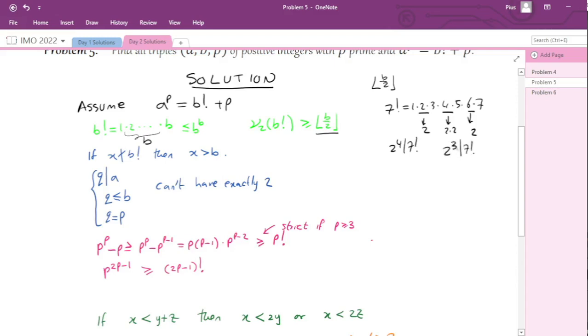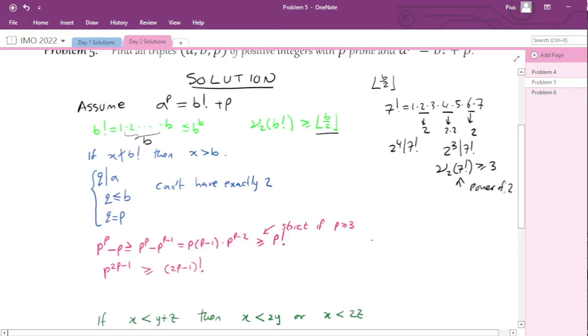So a way of representing this is by saying that the 2-adic valuation of 7 factorial has to be at least 3. So this is the power of 2 in 7 factorial. Okay, so we're going to make use of this somewhere along the way.